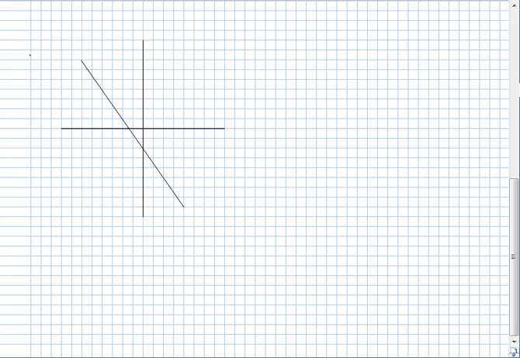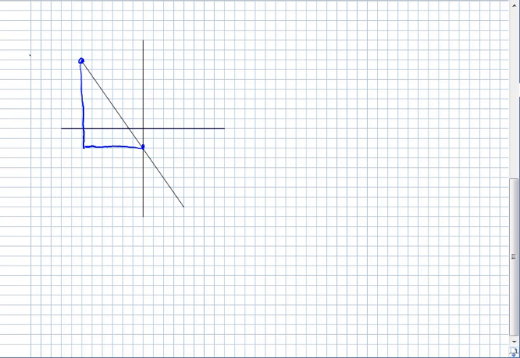So look at this graph. Just pause the video. Try to figure out what the slope is here. Pick 2 points, any 2 points on the graph, and figure out what the slope is, and then where it crosses the y-axis, and see if you can come up with the equation. I'll give you 3 seconds.